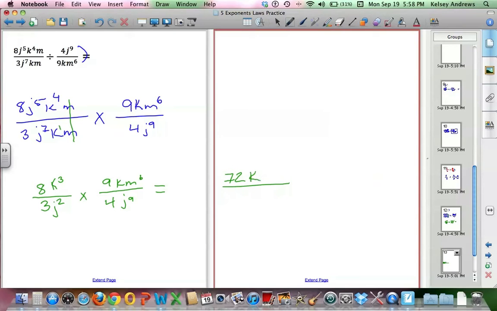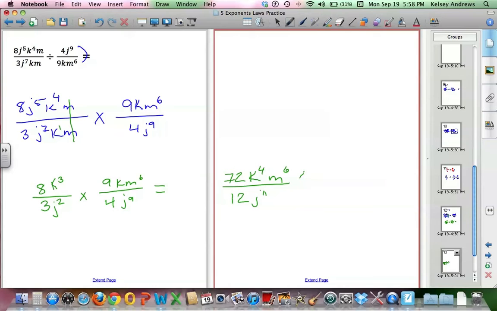k cubed times k to the first is k to the fourth. We add those exponents, and m to the sixth. Okay, in the denominator, we have 3 times 4 is 12. J squared times j to the ninth, that's j to the 11th.